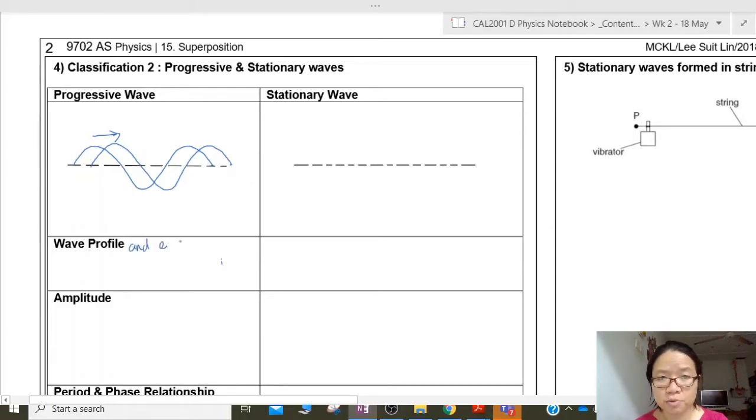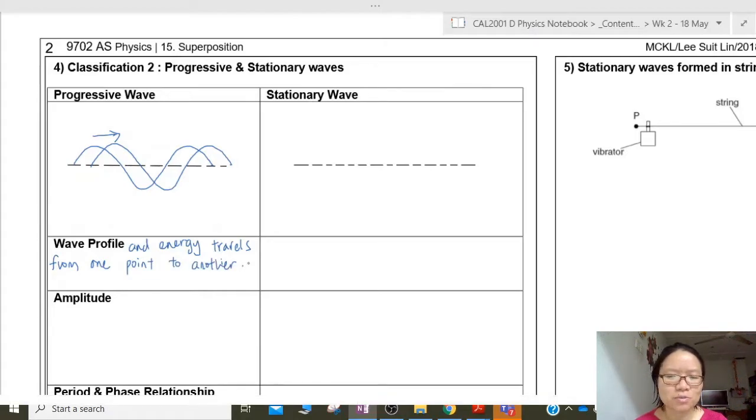Okay, so the wave profile and with it the energy will travel from one point to another point, normally through a medium, unless it's light or microwave, which is also light. Everything is light. Don't you think it's a conspiracy after watching lecture 1.3? Anyway, the energy will travel from one point to another for progressive wave, hence it progresses.